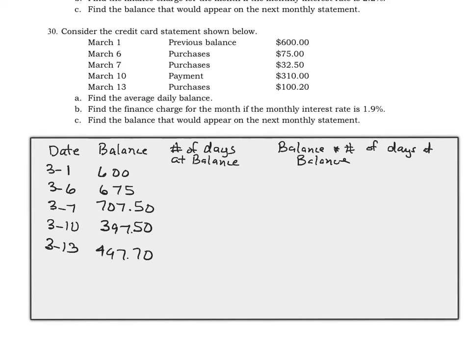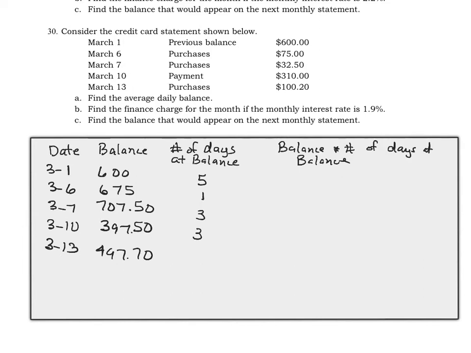charge is calculated. So that means I need to find the number of days at each balance. Okay, so 6 minus 1, that gives us 5. 7 minus 6 gives us 1. 10 minus 7 gives us 3. 13 minus 10 gives us 3 again.